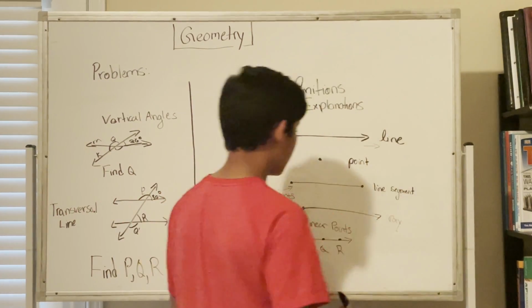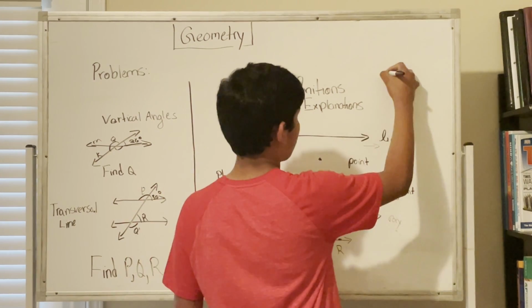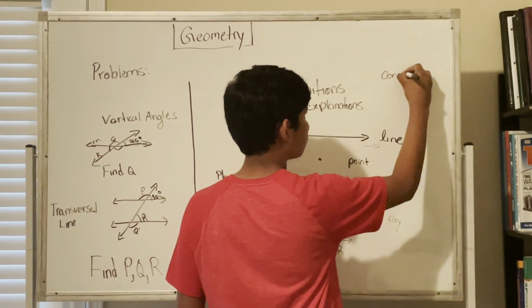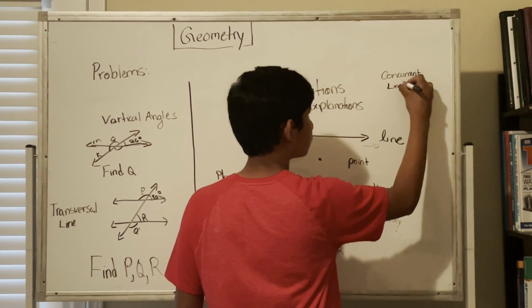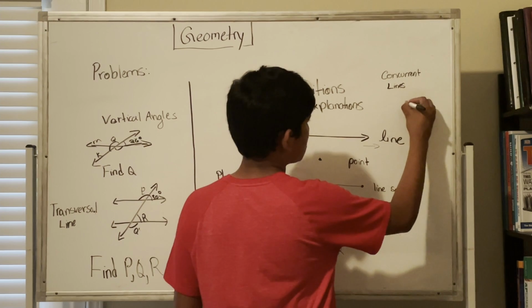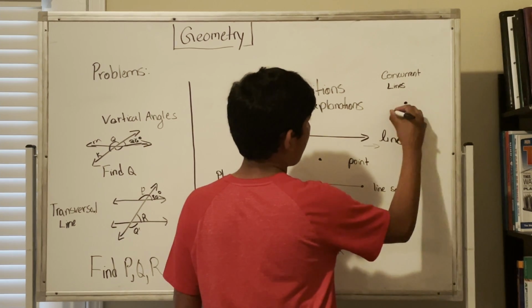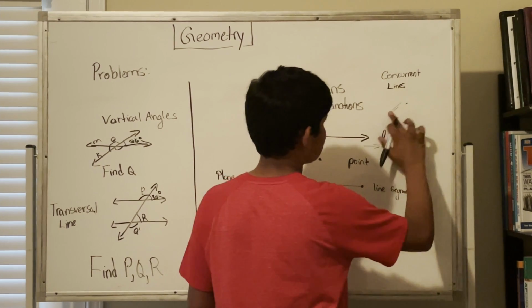We also have something called concurrent lines, which I'll write over here. Concurrent lines are essentially when multiple lines intersect at the same point.